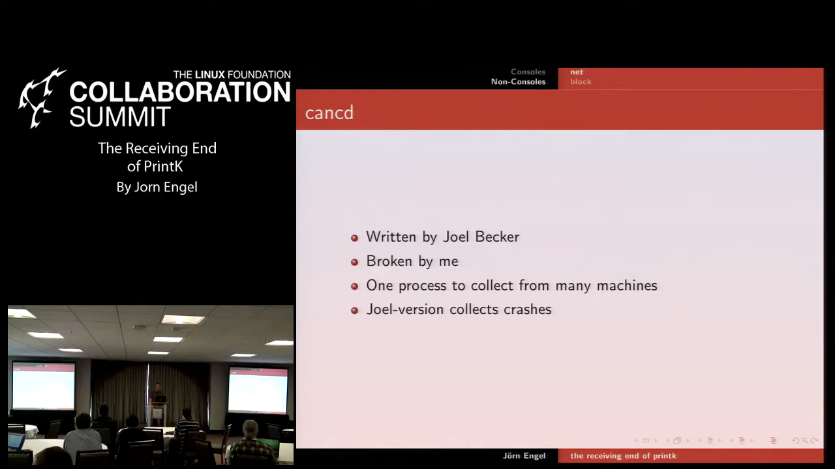Joel Becker, I believe, worked for Oracle at the time, and somewhere at Oracle you can find the tar-gz ball. Maybe I can dig it up. CanCD is basically a single process that captures data from many IPs, and it simply creates one file per IP. And the way it was written by Joel was basically as if a crash happens, dump it to a file. If it is not a crash, then don't bother. And then you end up with a weird directory hierarchy and lots of crash dumps in it.